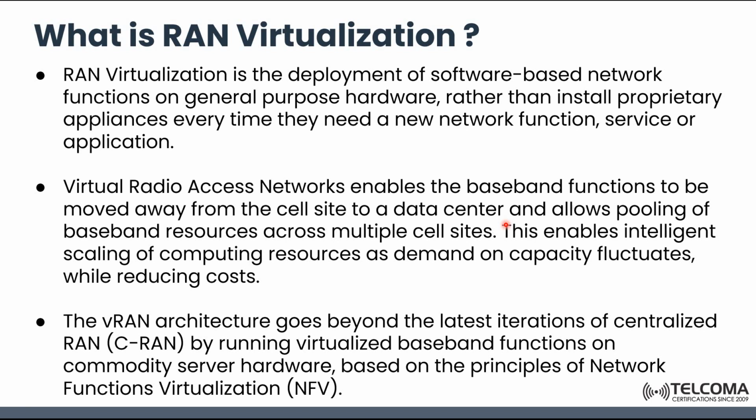This enables intelligent scaling of computing resources as demand on capacity fluctuates, while reducing cost. So here some site could have more utilization at some time, another site could have utilization at some other time, so they can use a pool of baseband unit resources and coordinate in between them to reduce the problems occurring because of capacity. So here we are also improving the cost.